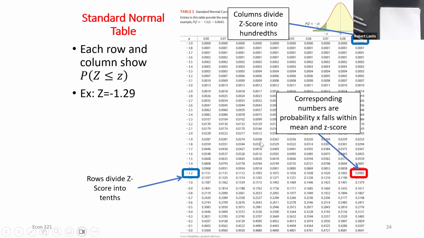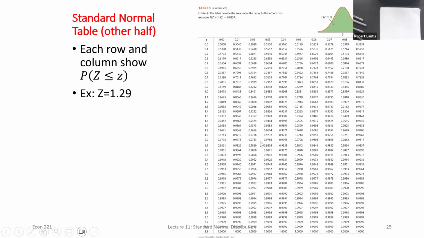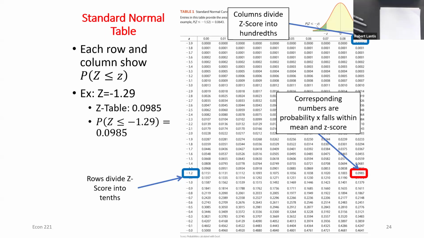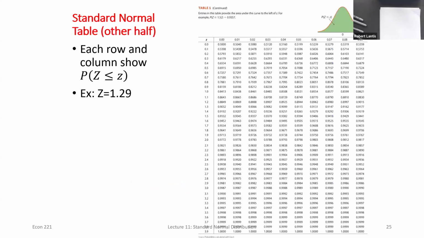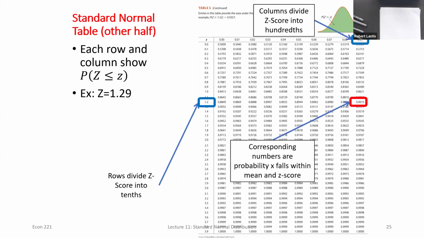Hopefully this is review. If I wanted to do positive 1.29, I have actually two sides of this table. So notice here I've got negative values. Here I've got positive values. Okay. I do the same thing. I go positive 1.29. The probability I see something 1.29 standard deviations above the mean or anything to the left will be about 0.9015. Okay.